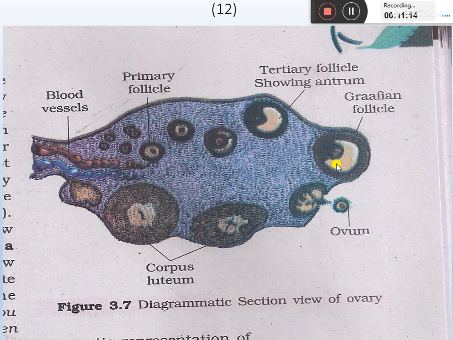On the 14th day, this Graafian follicle ruptures to release the ovum or secondary oocyte. The Graafian follicle is converted into the corpus luteum, which secretes the progesterone hormone. It keeps on growing, and afterwards it is converted into the corpus luteum.